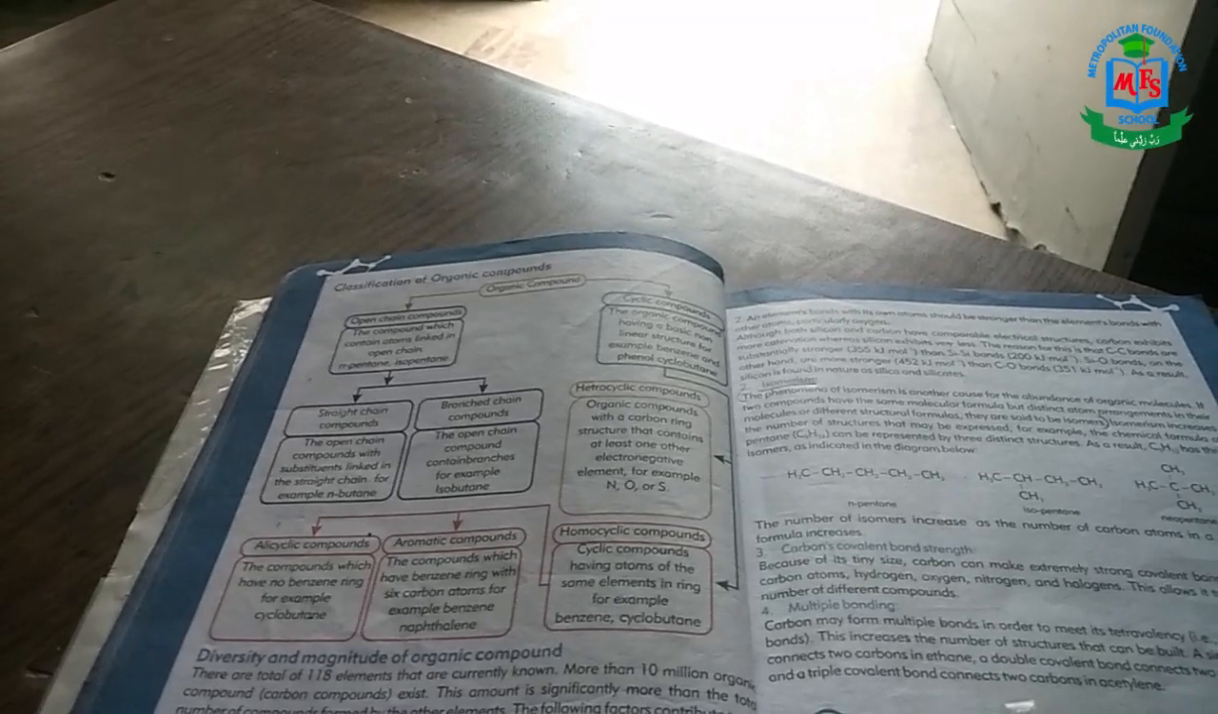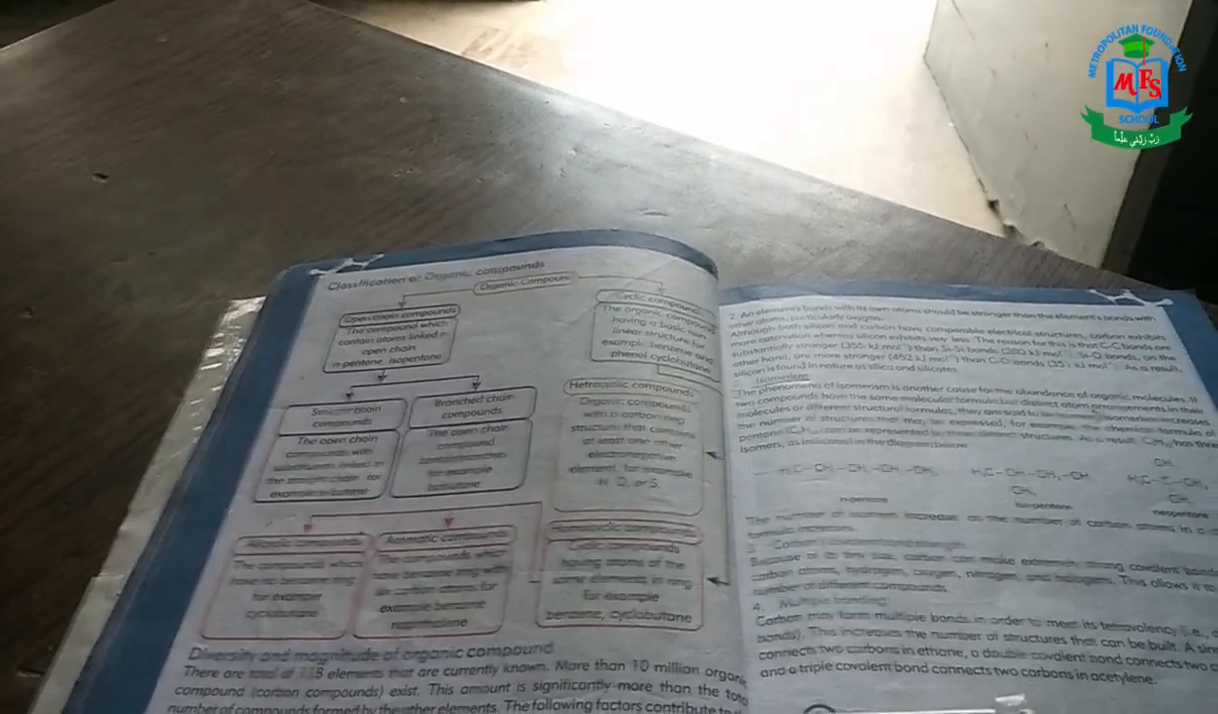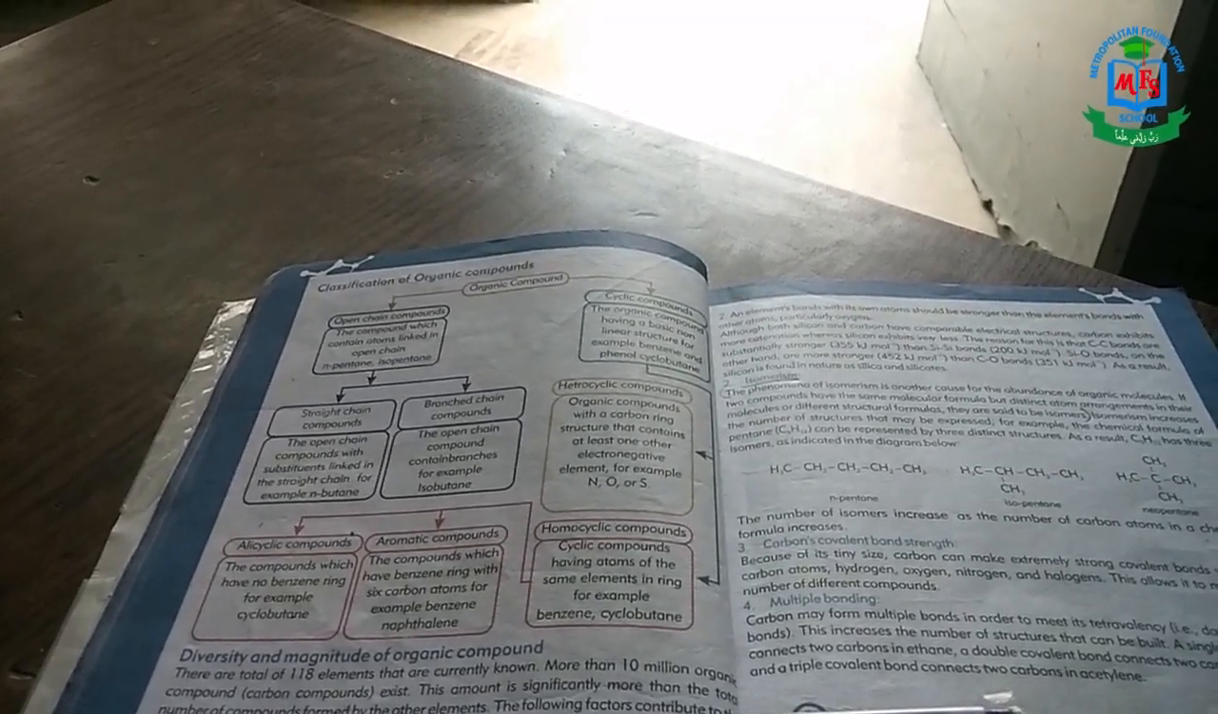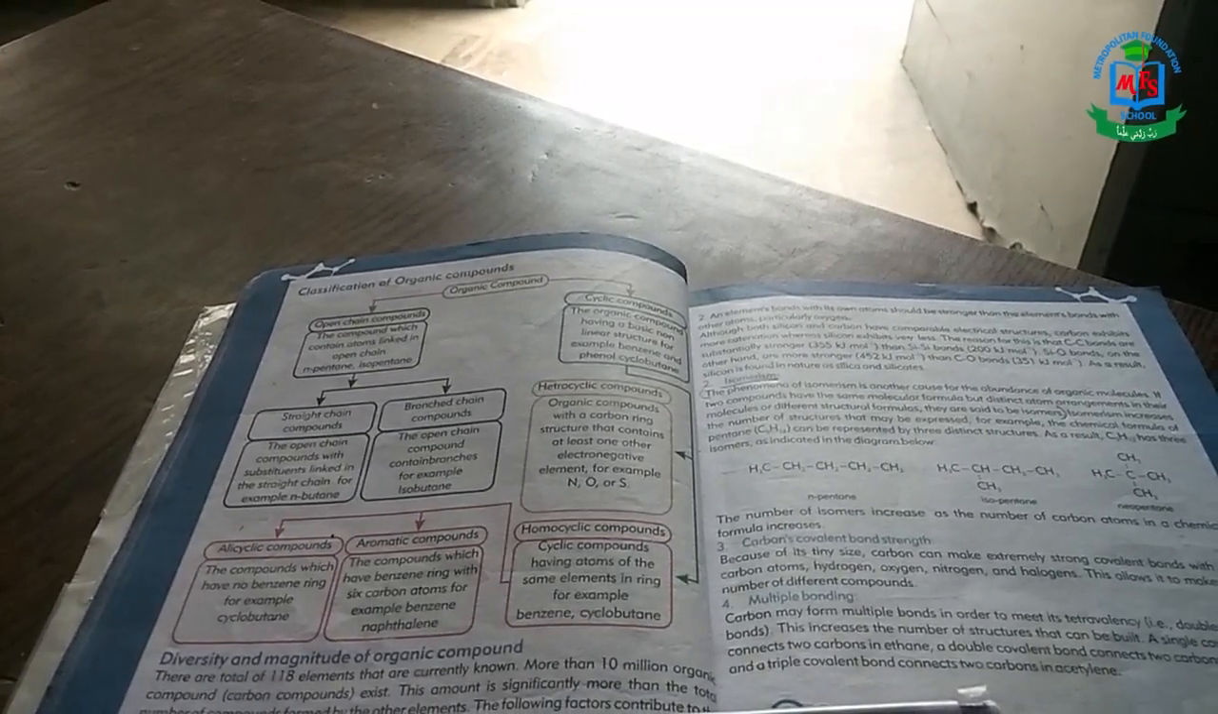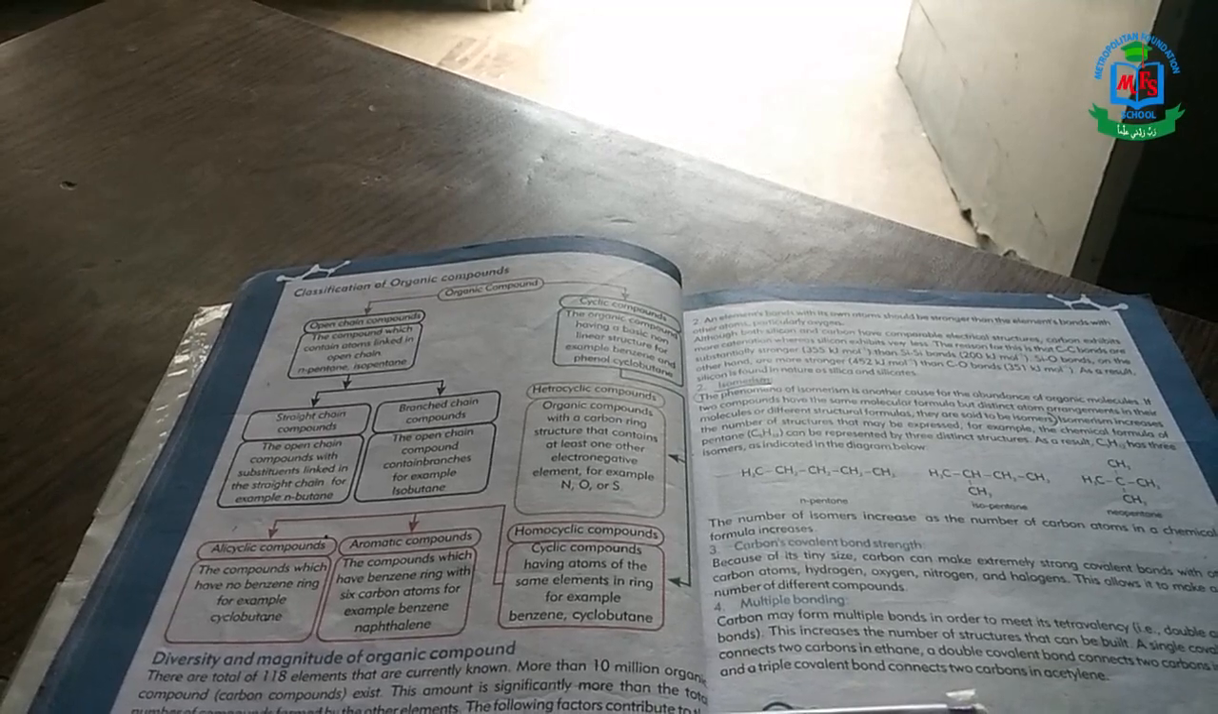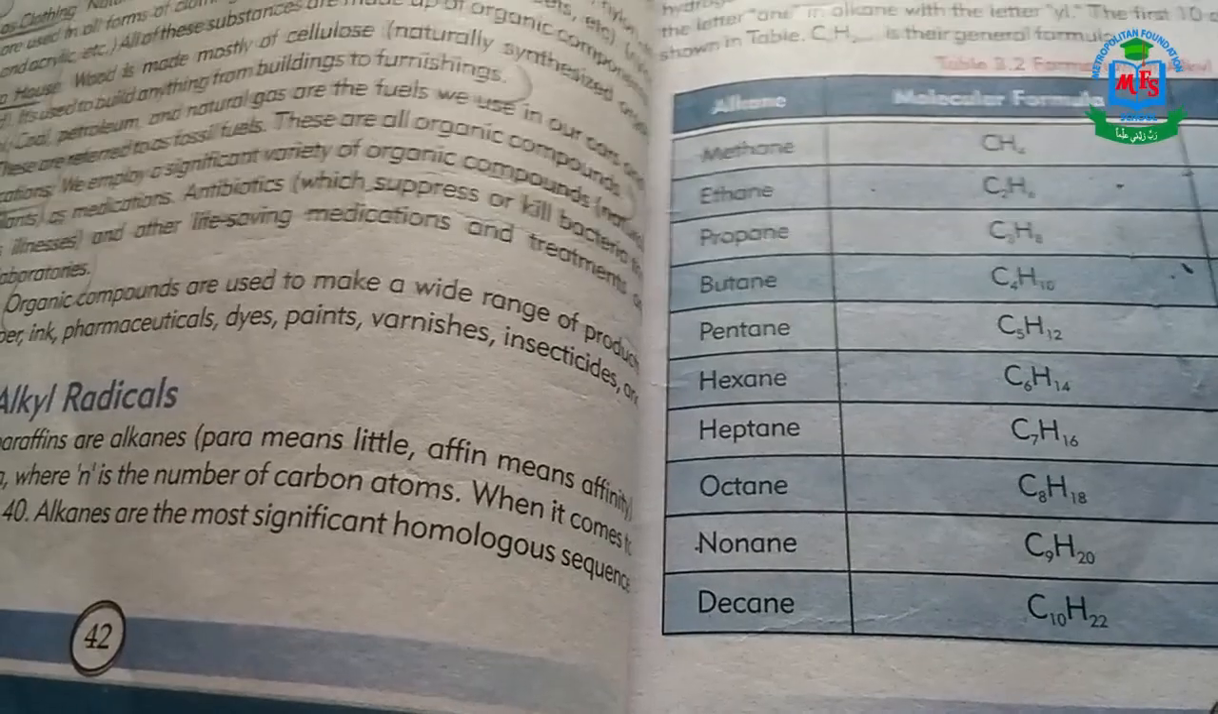Then we further divided homocyclic compound into two main classes. First one is alicyclic compound and second one is aromatic compound. I hope students you understand classification of organic compounds. How we classify this compound.